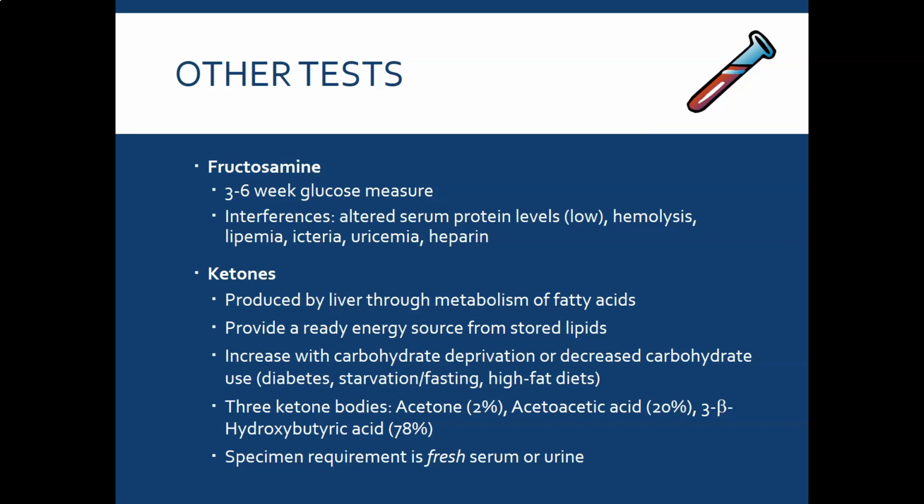There are 3 types of ketone bodies. There's acetone, that's only 2% of the ketones. Acetoacetic acid is 20%. And 3-beta-hydroxybutyric acid is 70%, or the majority of the ketones, and that's usually the one that is measured by most testing methods. The specimen does require fresh serum or urine.